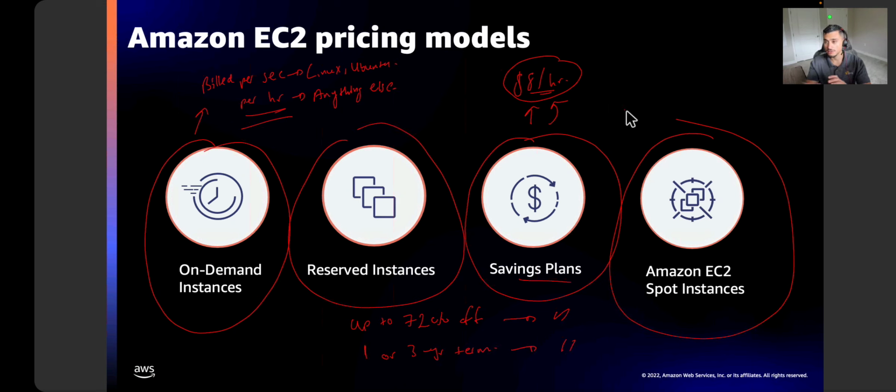So they provide this pool of compute capacity that's unused. They provide it to us at a rate of up to 90% off the on-demand price. So by far the biggest discount we can get is with spot instances. They provide it to us for up to 90% off, but there obviously is a catch.